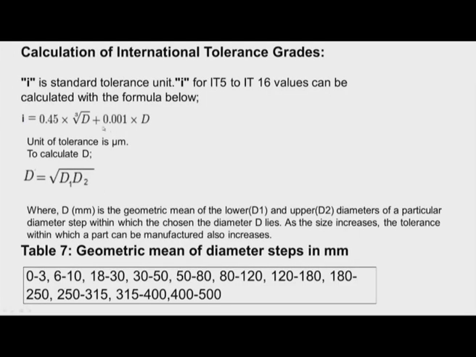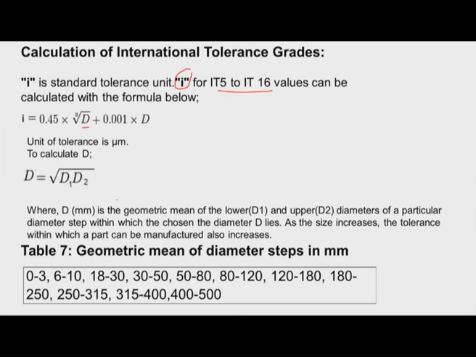Now we have to calculate the international tolerance grades depending upon what is the grade that is provided, whether it is IT5, IT6 or IT16 like that. Depending upon this we have to find the standard tolerance unit. For that we use the formula that is given here. I, that is standard tolerance unit, is equal to 0.45 times cube root of D plus 0.001 times D, where D is the geometric mean of the diameter step.